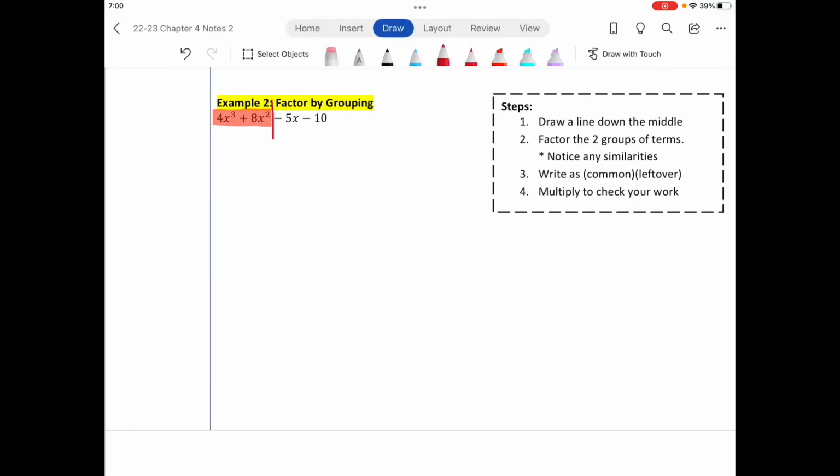The greatest common factor is going to be 4x squared, and if we divide both terms by this, we'll end up with x plus 2. Then if we look at the other side, negative 5x minus 10, our greatest common factor is negative 5. Divide both terms by negative 5, and we'll end up with x plus 2.